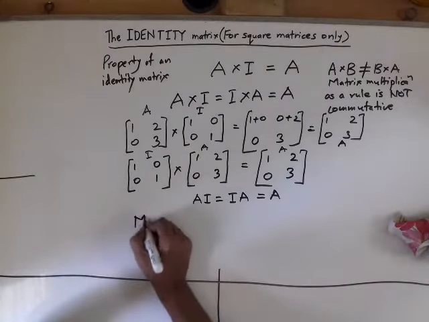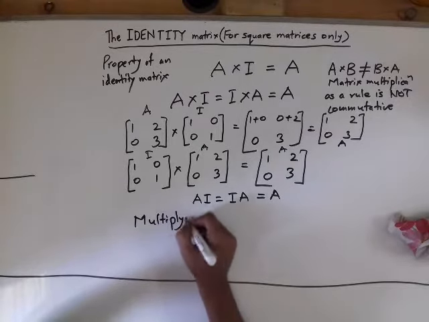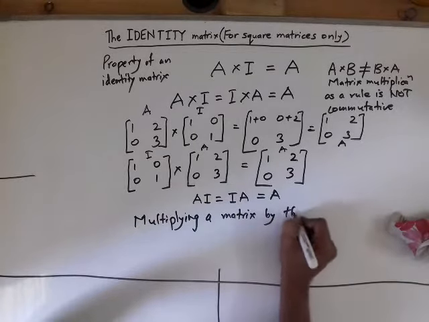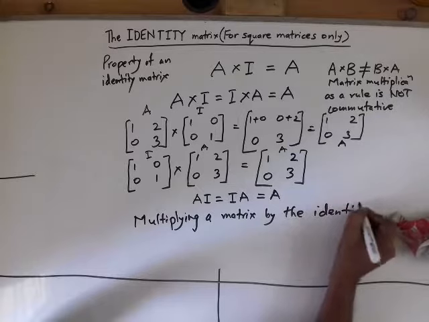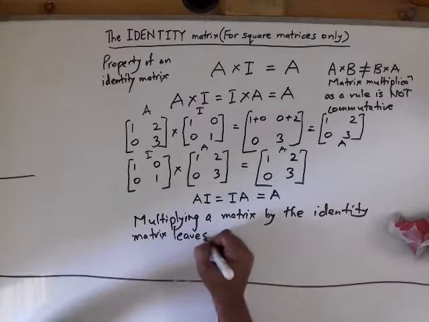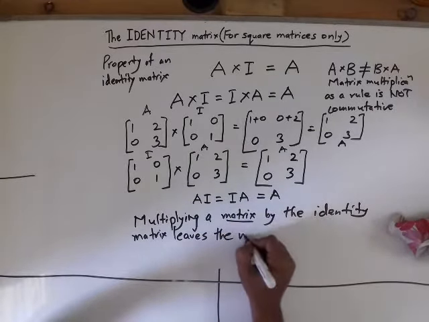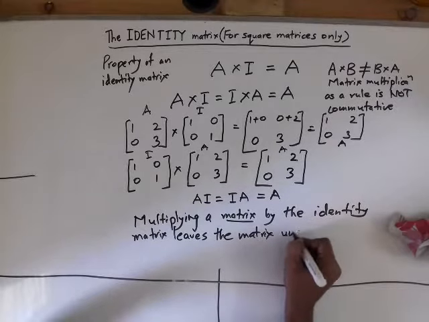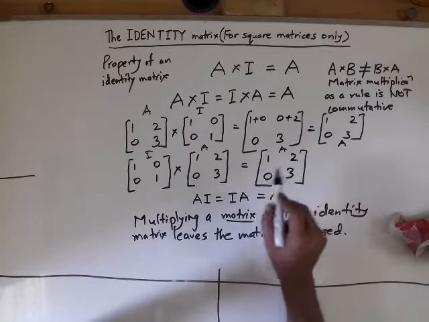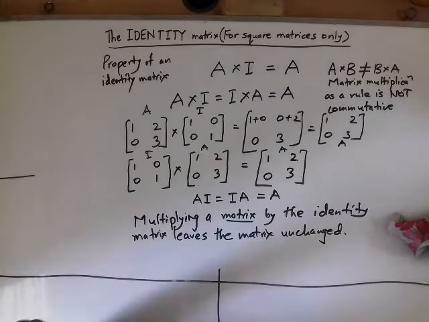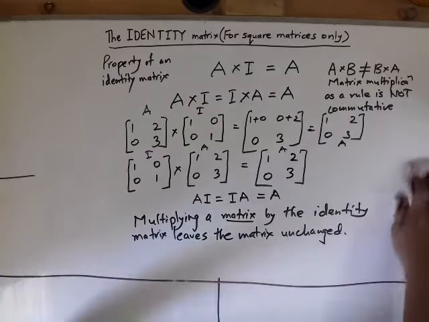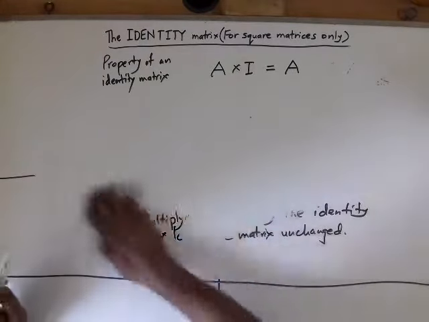So multiplying a matrix by the identity matrix leaves the matrix unchanged. We just demonstrated it for one matrix, but it really is true. And you know what I want to do? I want to do a deeper justification of why this is the case. Let's see how.